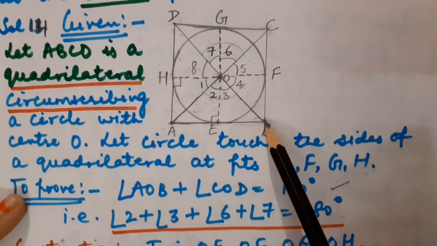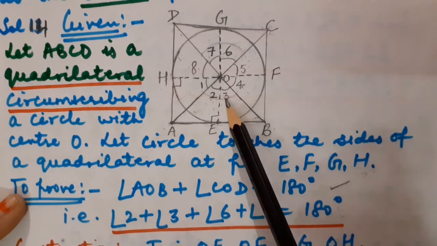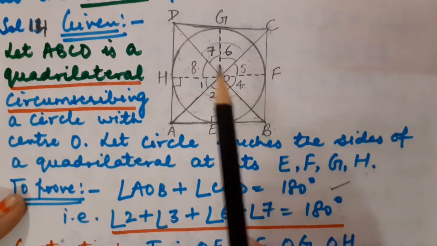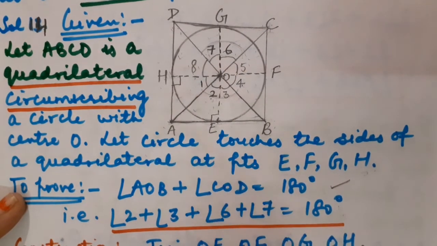In the same manner children, you can prove BOE is congruent to BOF. So angle 3 must be equal to angle 4. Similarly, angle 5 must be equal to angle 6 and angle 7 must be equal to angle 8.